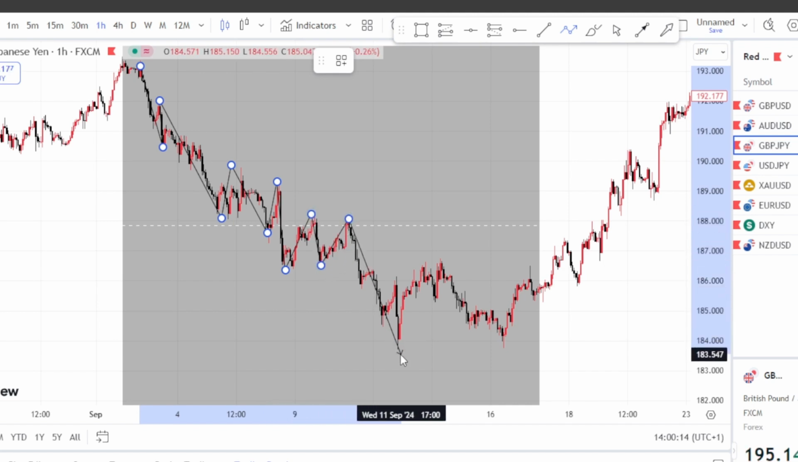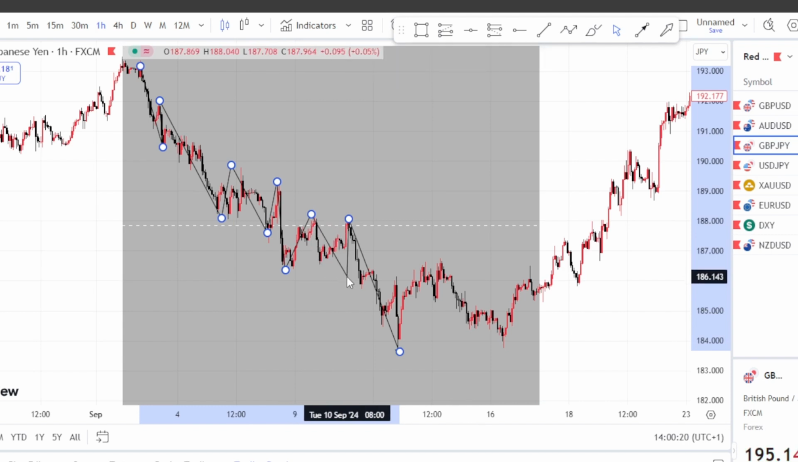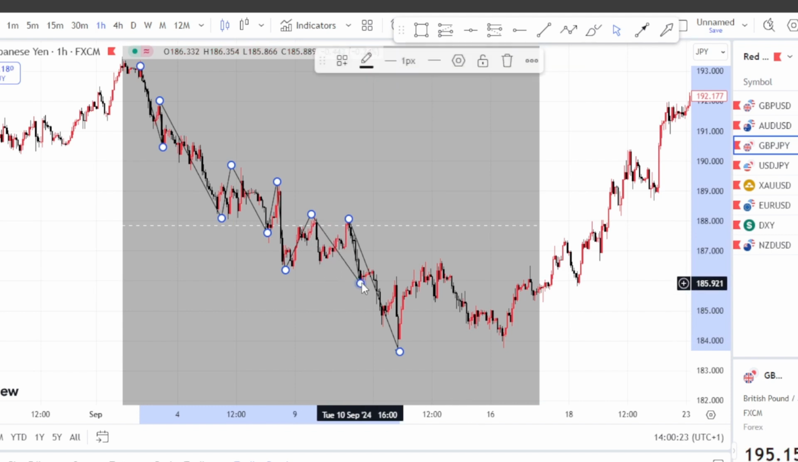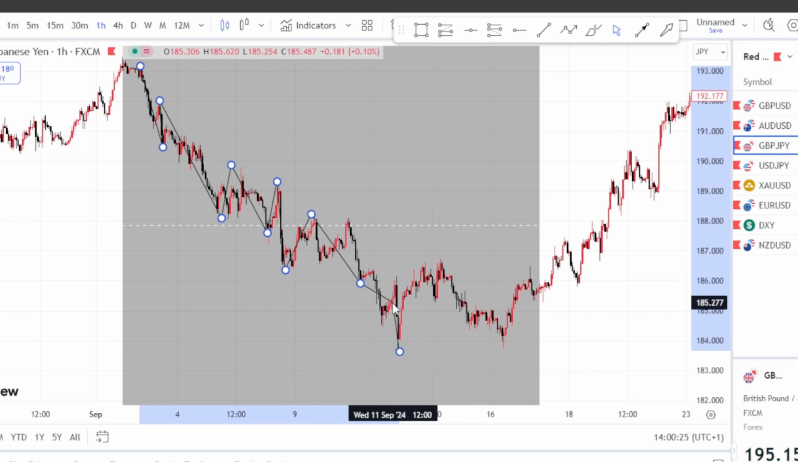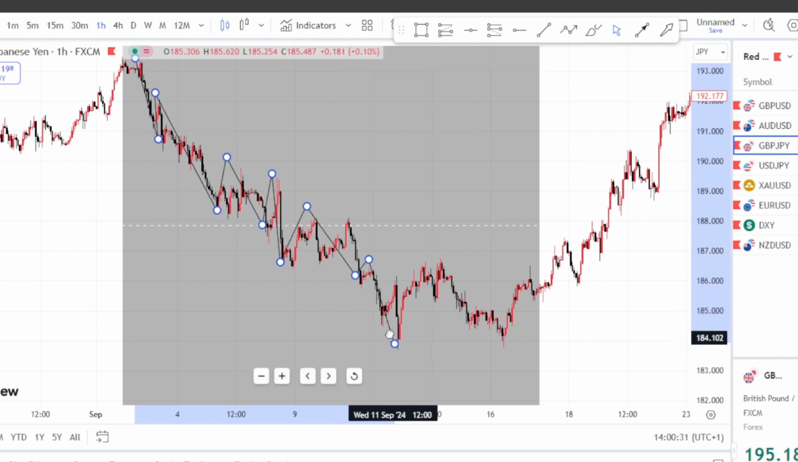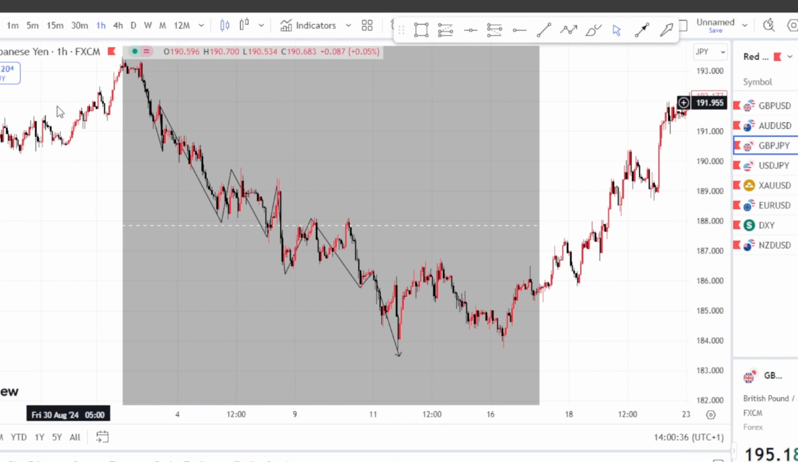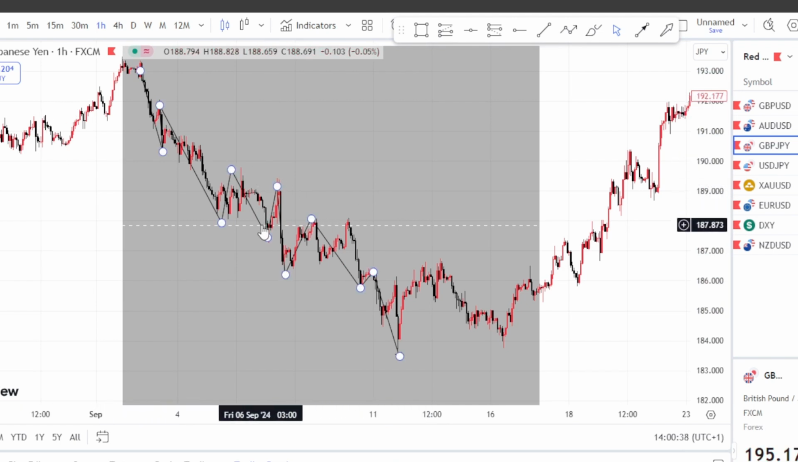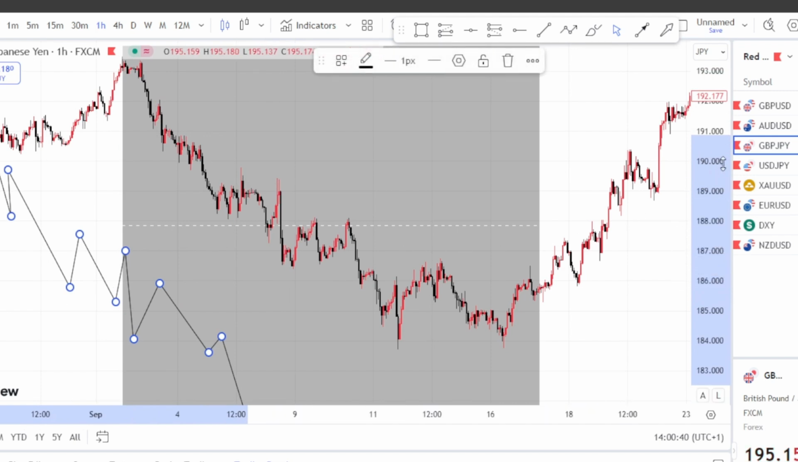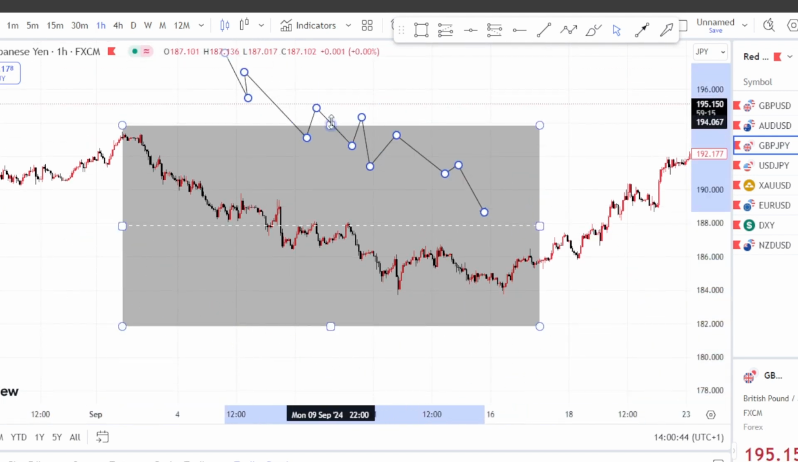Okay, so any point where you did not break structure is considered invalid. So this particular point was not valid. This particular one was valid. Then the retracement was very small, and then we had another one here.